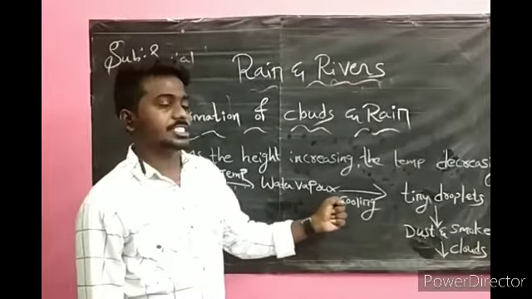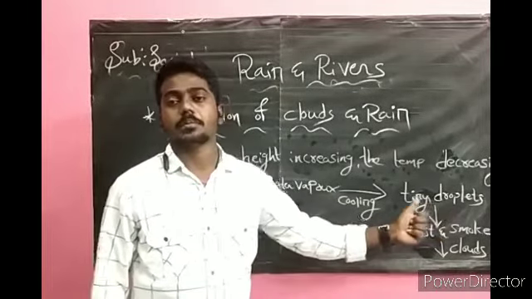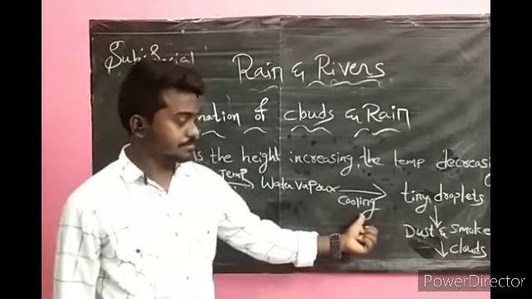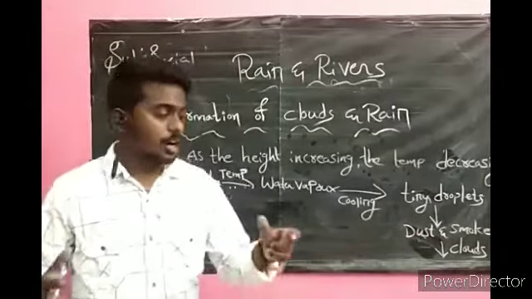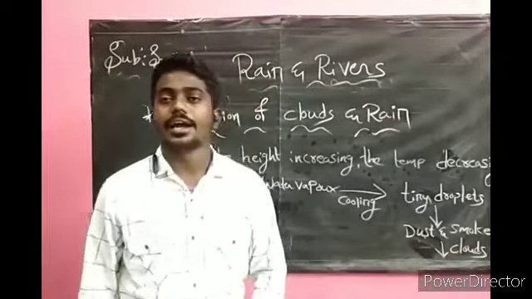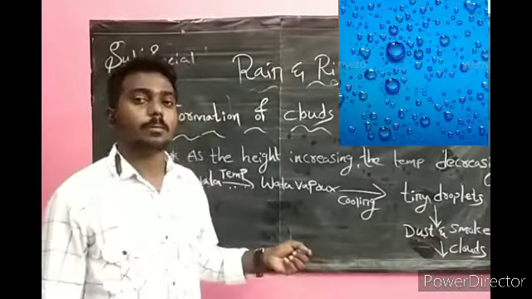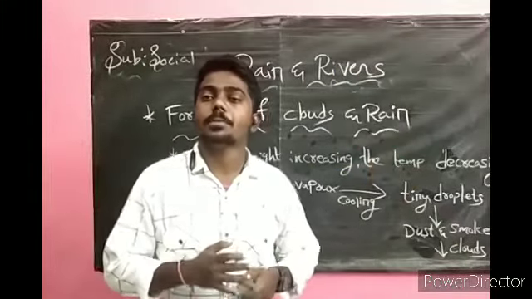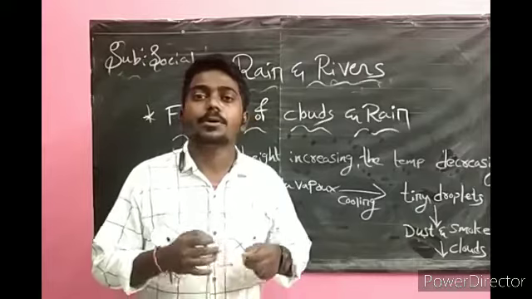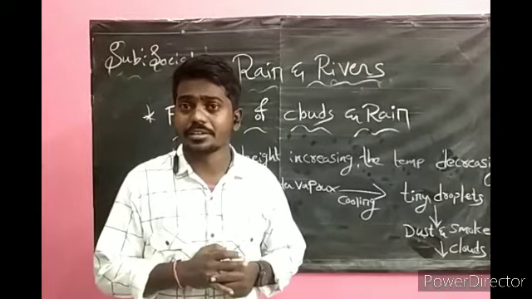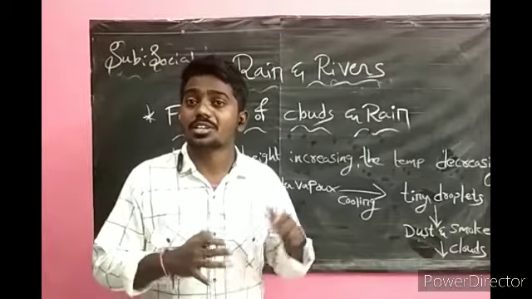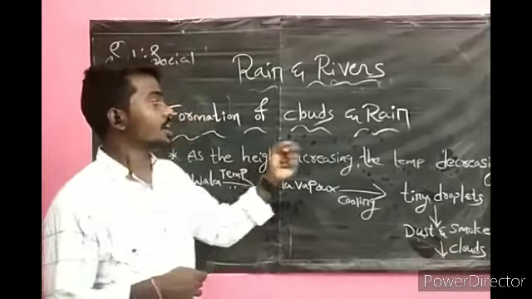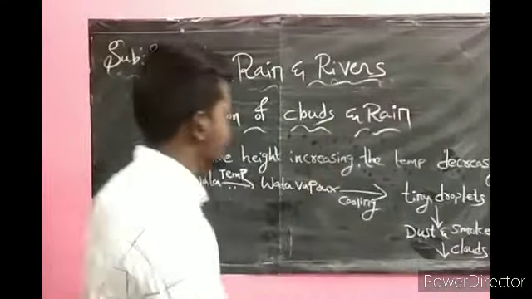Then the water vapor changes into tiny droplets because of cool air which is present in the atmosphere. And tiny droplets are combined with dust and smoke, and small drops of water combine to form clouds. The droplets are combined to form very big droplets. At last, it is impossible for the clouds to remain in the air because the size of the cloud is increased. At last, the rain begins. Okay, this is about the formation of clouds and rain.